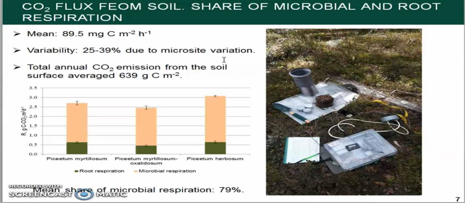Its variability was, first of all, due to microsite variation. The maximum fluxes were in the richest forests, in herb-rich forests or Picetum herbosum, and minimum fluxes in Picetum myrtillosum oxalidosum. The share of microbial respiration was 80% of the total CO2 flux from soil, and about 20% was root respiration.